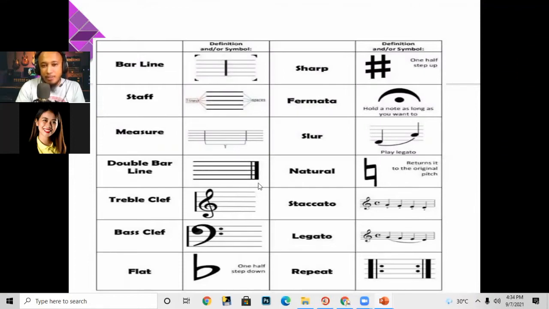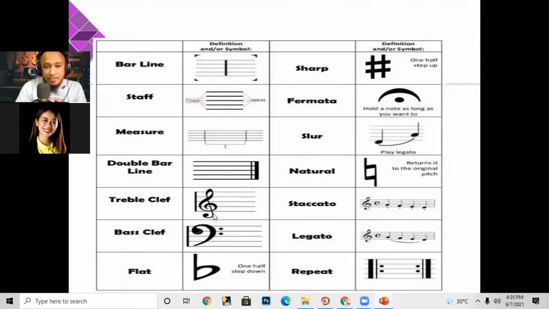Next, you have the double bar line. At the end of every piece, or a certain intro, verse, or chorus, there is always a double bar line. When we see this, it means ending. It's the end of the song, or the end of the verse, the end of a certain part of the song.